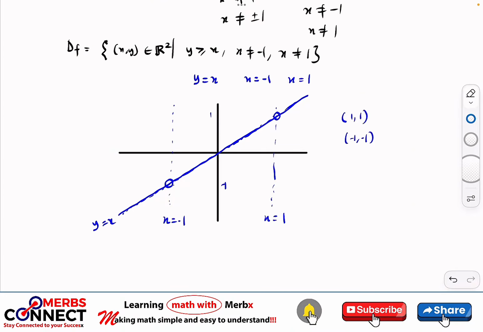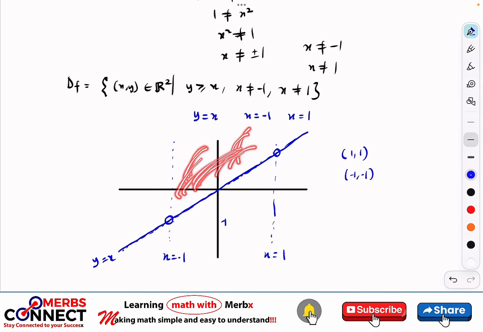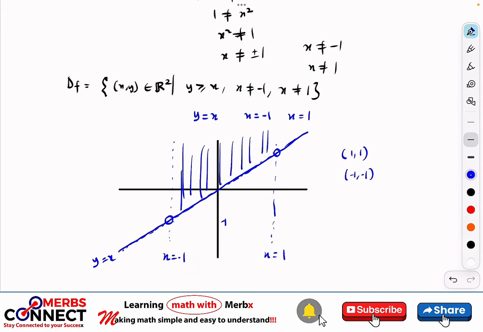Now, where should we shade? Where is the graph heading towards? Since y is greater than or equal to x, we need to pick the range where y is greater than or equal to x. So basically, it should be here, right? Because every value here will be greater than or equal to x. So our graph is going to be here and moving up, just going up, just like that. So that will be the graph for this.